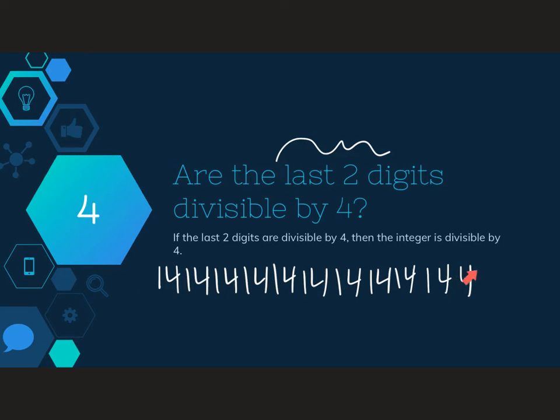You only need to look at the ones place and the tens place. If the last 2 digits are divisible by 4, then the integer is divisible by 4. You should notice I keep saying integers because we're not talking about rational numbers, which would be decimals or fractions. So integers.